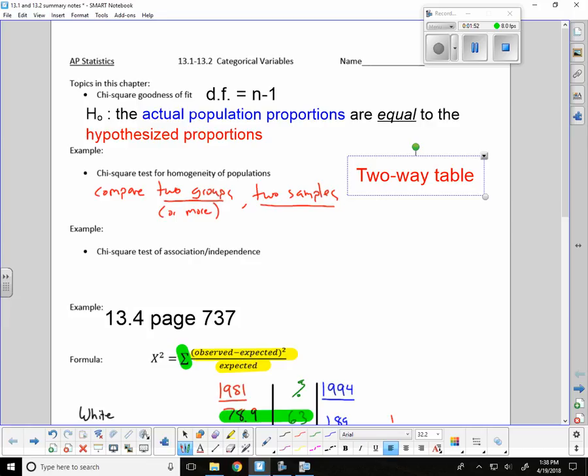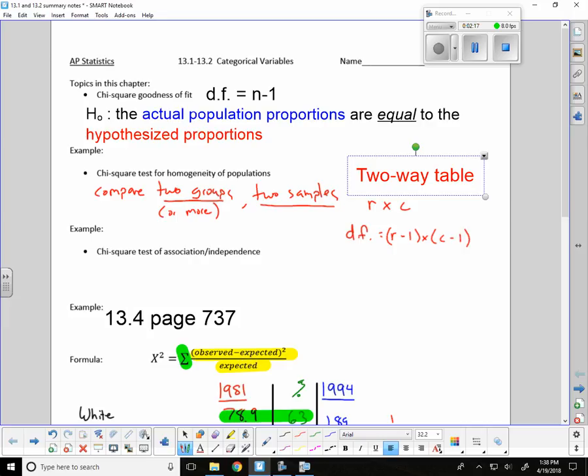Now, these two-way tables will be rows by columns, a certain number of rows by columns, and the degrees of freedom here. Do you remember what that would be? Any responses? Okay. The rows minus 1 times columns minus 1. That's right.